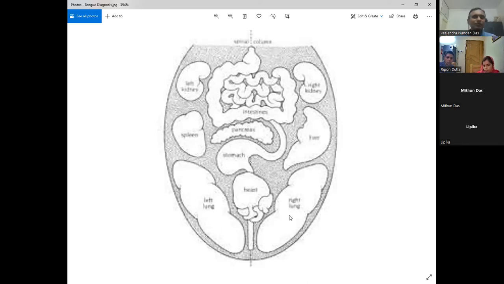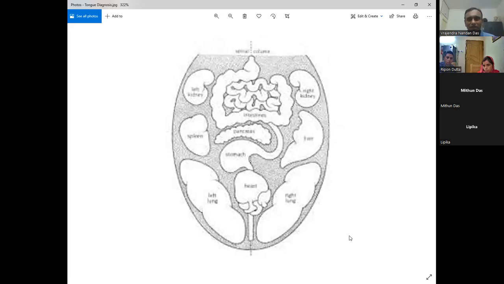So that means if there is some strange color in the front part of the tongue, in the center, some red or yellow or brown, some color there, that means there is some problem with the heart. The heart is weak.